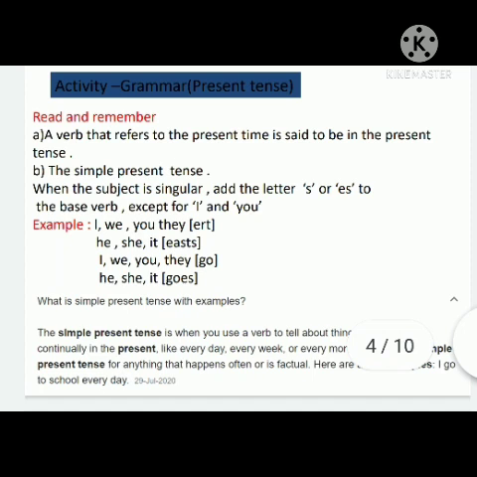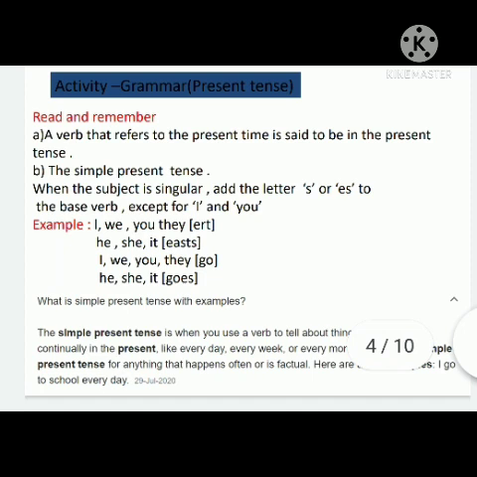Here are a few examples. I go to school every day. This is simple present tense. This is a regular routine, no? You have to go to school regularly. Then next one, the sun rises in the east. This is a universal truth. Rises: rise is the verb in this sentence. I add s to the verb rise because sun is singular.